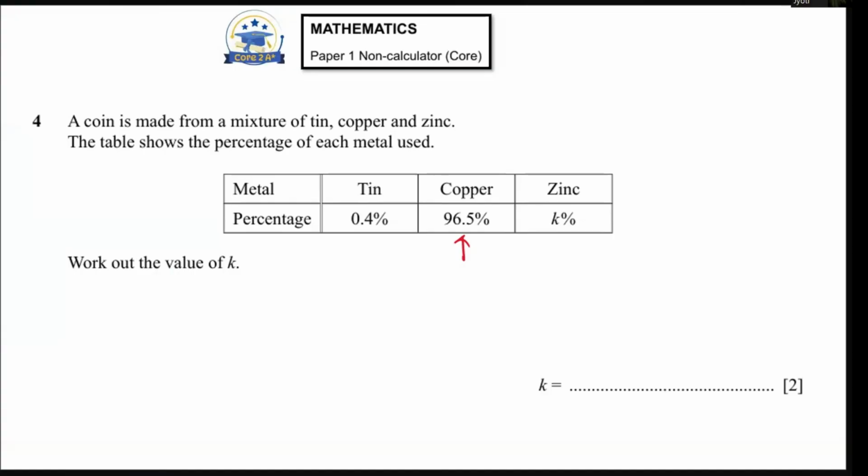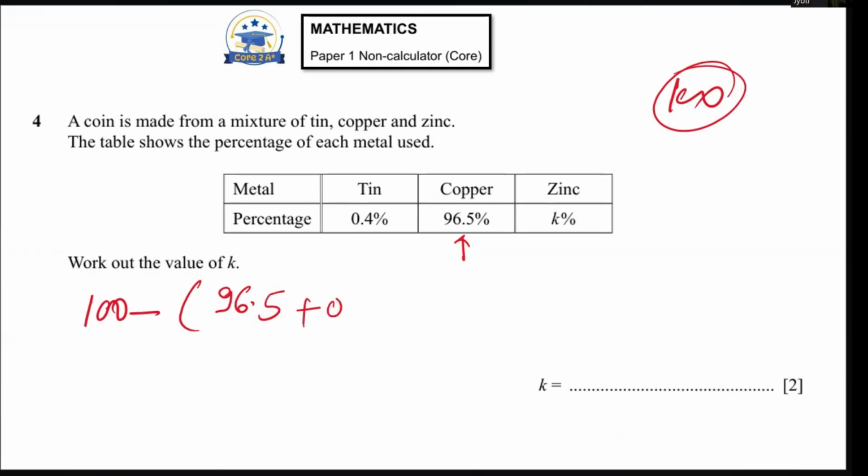Because everything is in percentage, what one thing comes to your mind? 100, right? So this is so easy. You just need to subtract from 100. 100 minus 96.5 plus 0.4. First add, and subtract from 100 to get the value of the percentage.